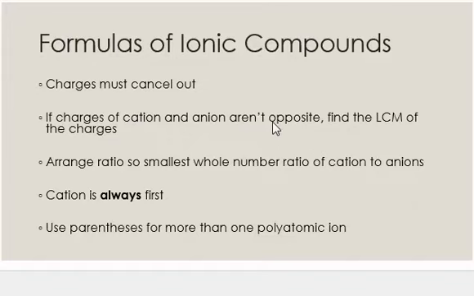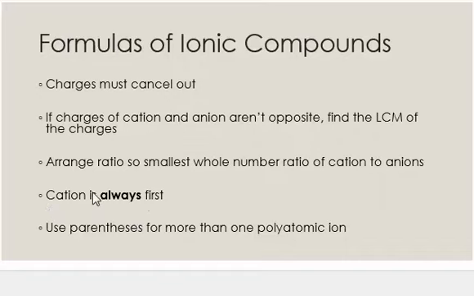However, if the charges aren't opposite, say the cation is +2 and the anion is -3, then you have to determine the least common multiple of the absolute values of the charges. The formula will have as many cations as necessary to attain the least common multiple as a positive charge and as many anions as necessary to attain the least common multiple as a negative charge. The overall charge of the compound will then be 0.